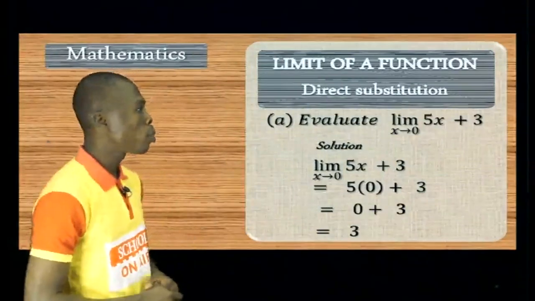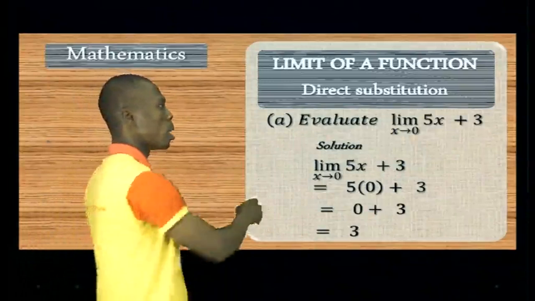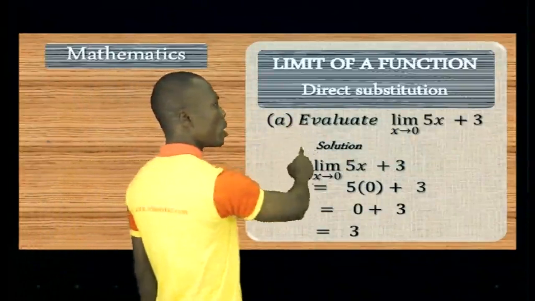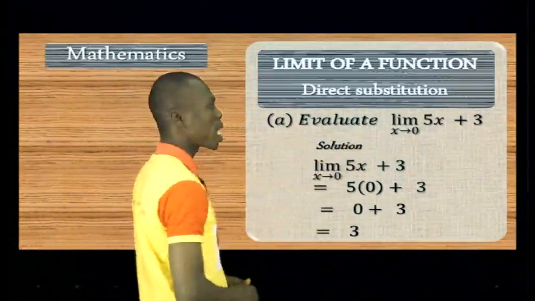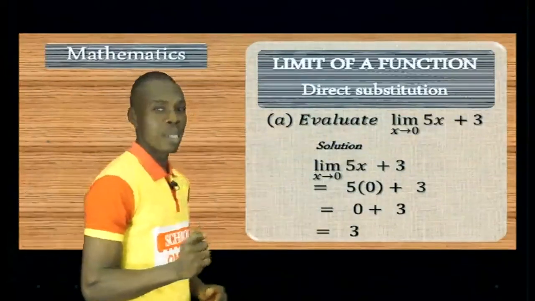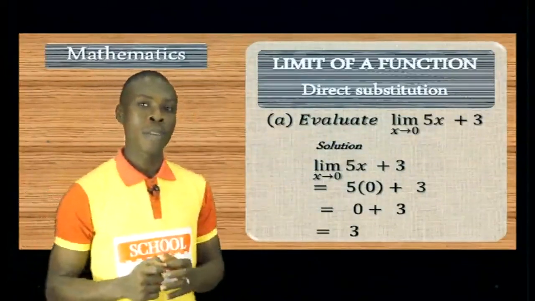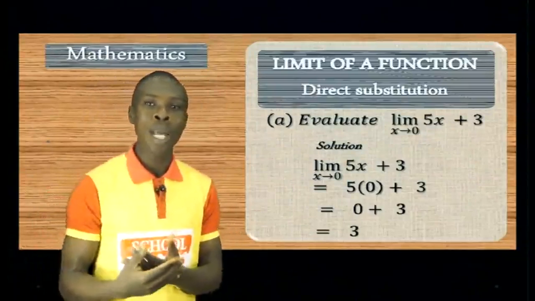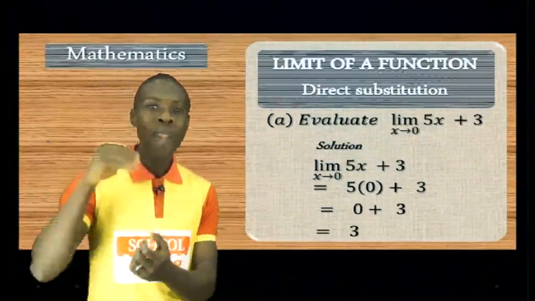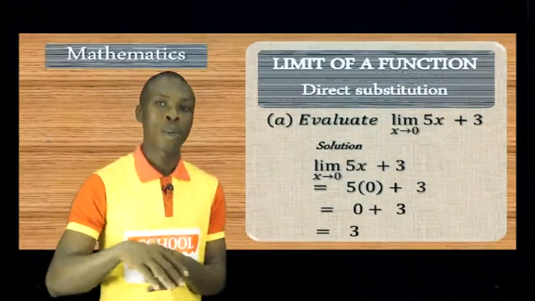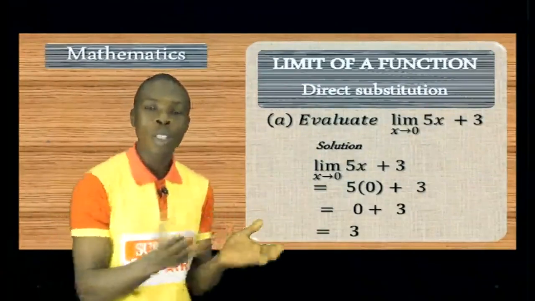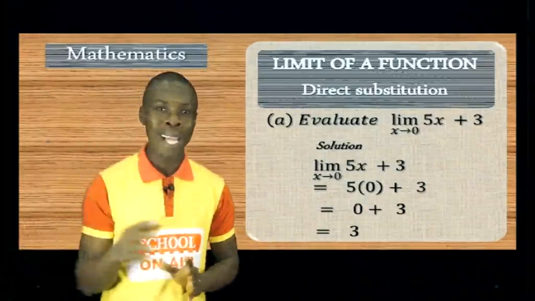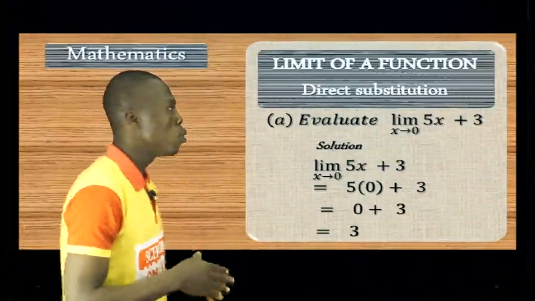So how do we do that? Let's take a look at this one. This case says evaluate the limit of 5x plus 3 as x approaches 0. The limit of 5x plus 3 as x approaches 0. So as x approaches 0, what that means is you substitute the value of 0 for x. So when you put the value of x equals 0, what do we have as the limit of that function? So that's what we do in direct substitution.